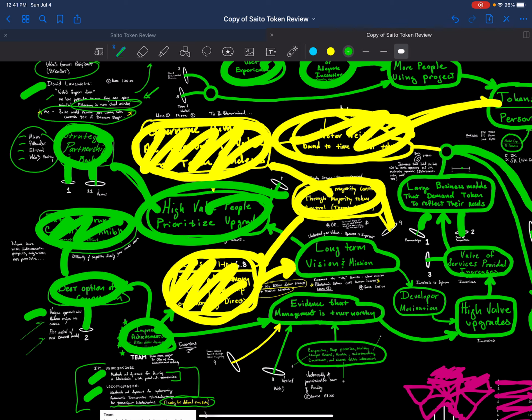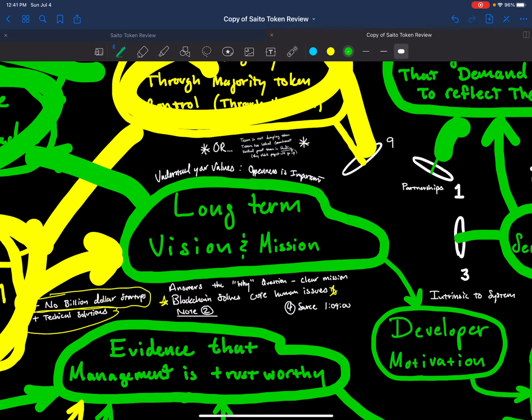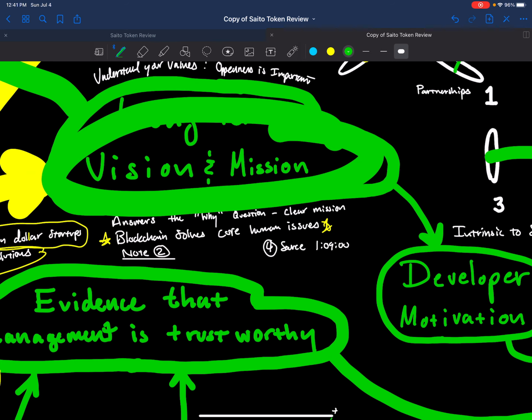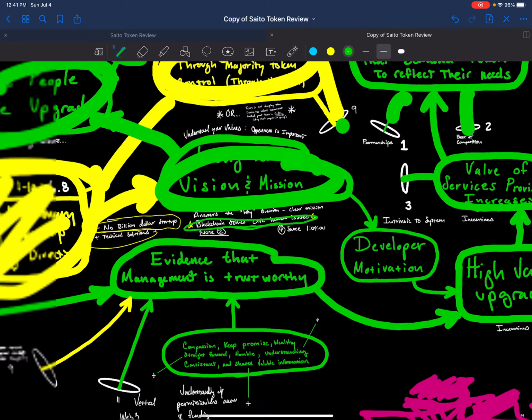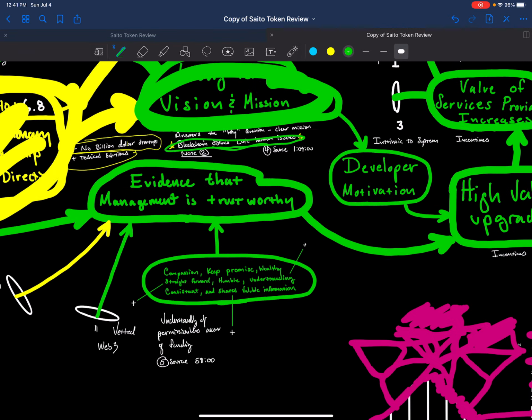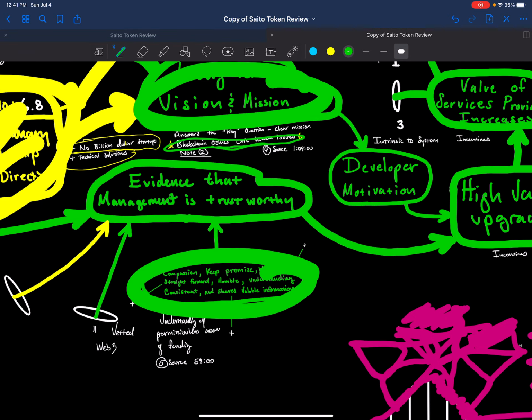High value people, though, do control the network because these people understand the technical problems of previous blockchains. So long-term vision, they understand right here. He said, in one of my sources, they answer the why question. Blockchain solves core human issues. So they basically get what blockchain is. And in other words, the team is trustworthy. There's some evidence of it.